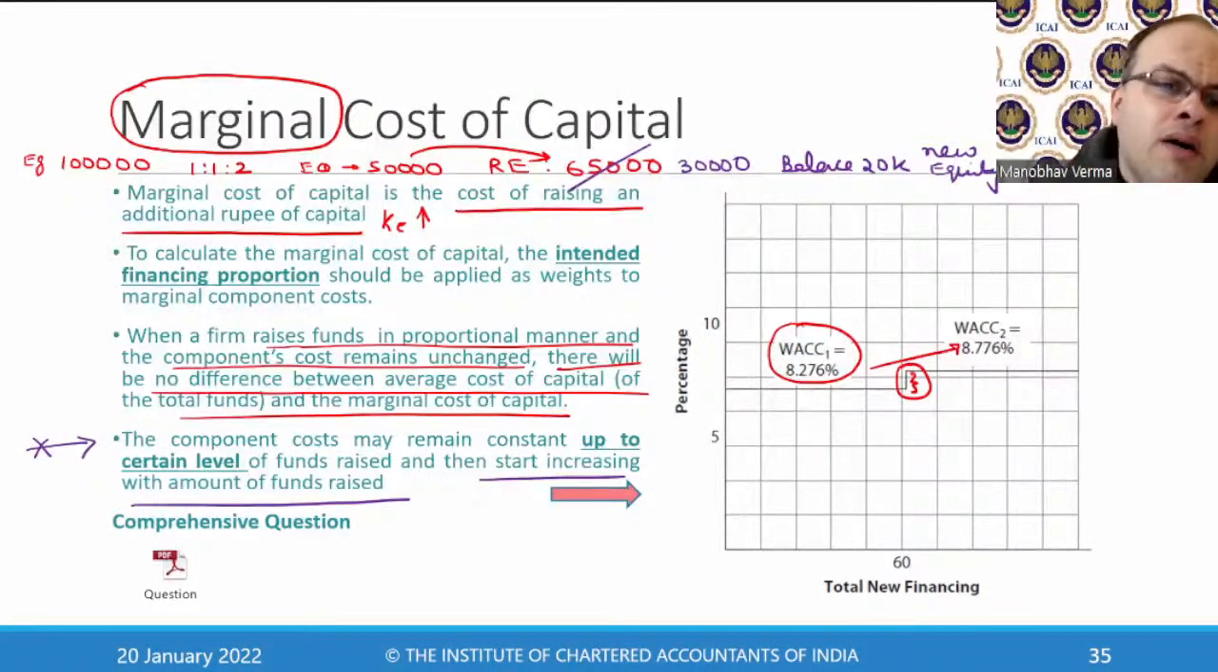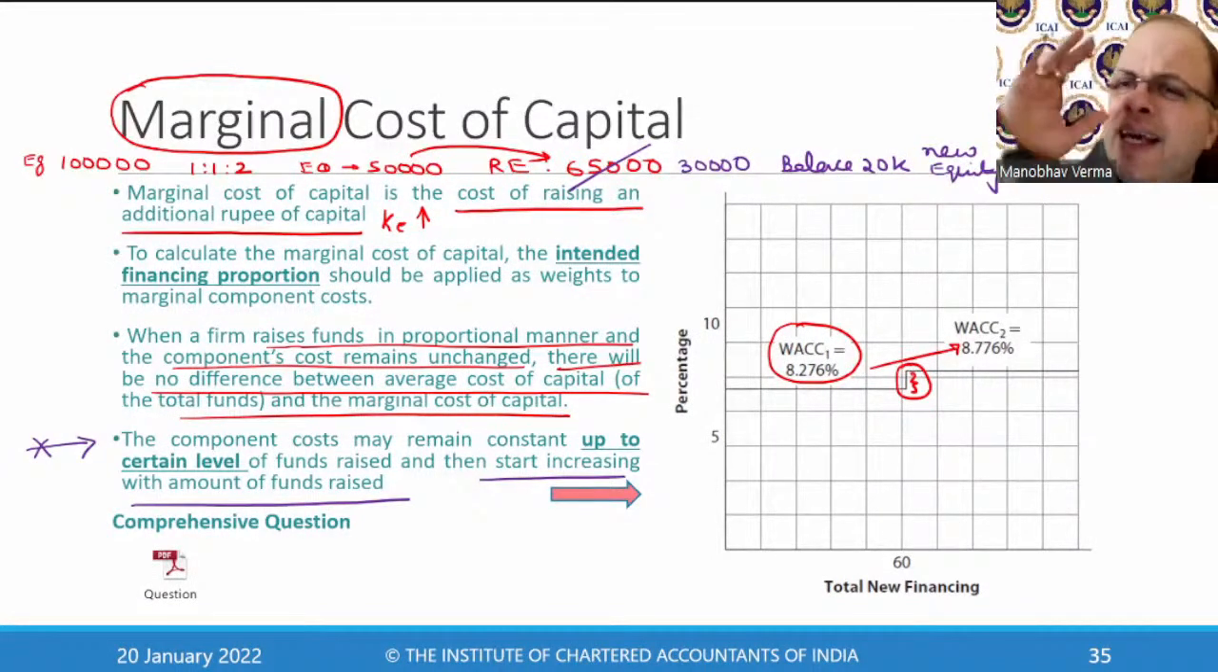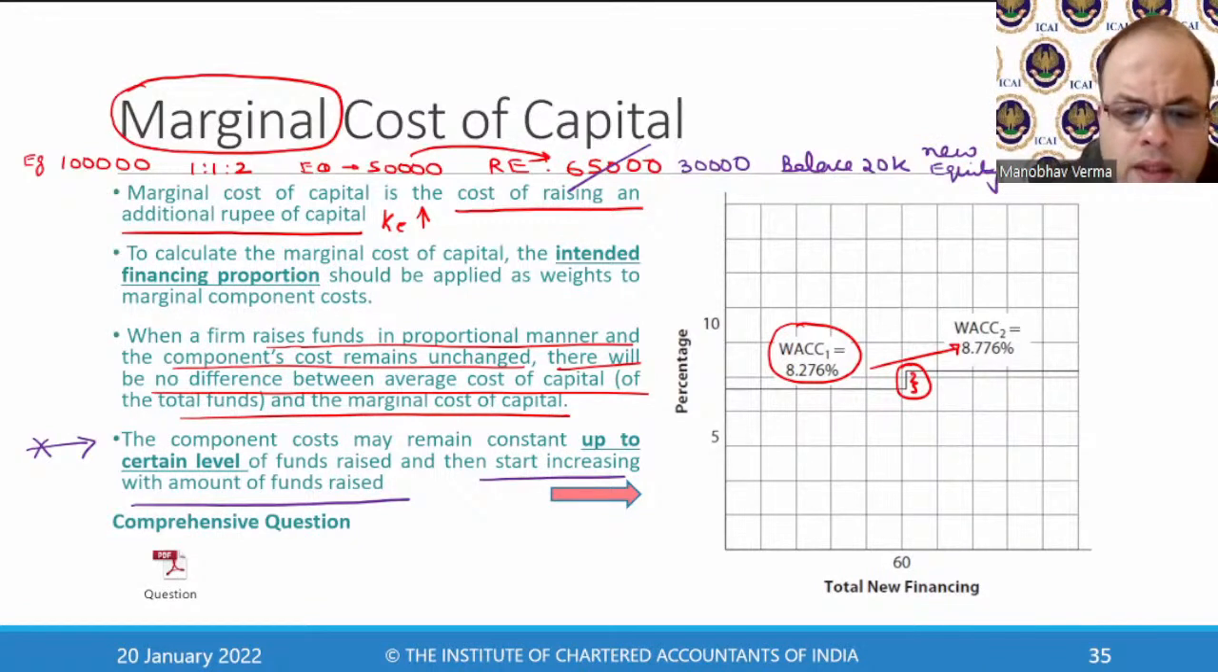Guys, I hope marginal cost of capital is sinking in a little bit. If I may ask, is this concept clear 60-70% as of now? Because I will be discussing a question here where it will be 100% clear. I hope whatever I have explained till now is making sense to all of you.